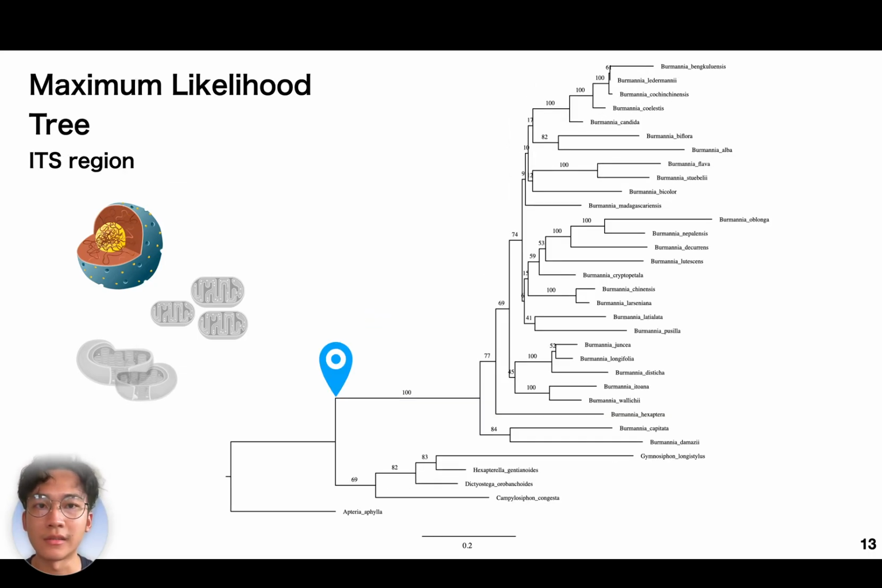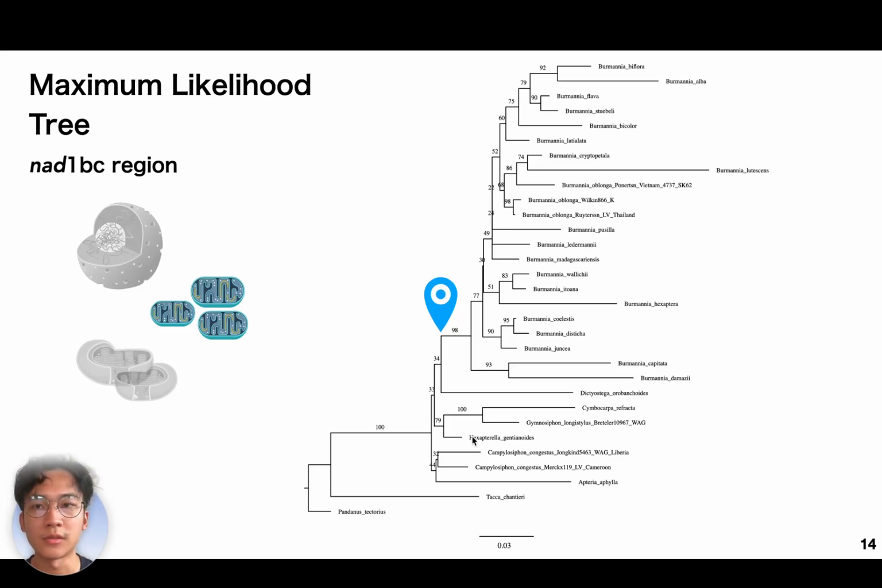And the next one is a little better in terms of support and different in terms of topology. Here is from the ITS region. The support, some of them are greater, and the topology is different. So it's quite a nice region to be added. The next one is from the mitochondrial NAD1 B/C region. The supports are quite low compared to those two previously, and the topology is similar to the ITS.